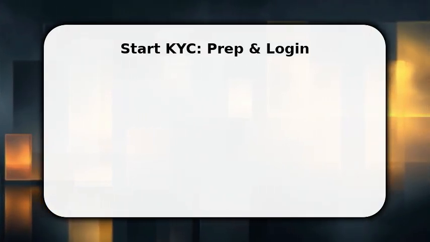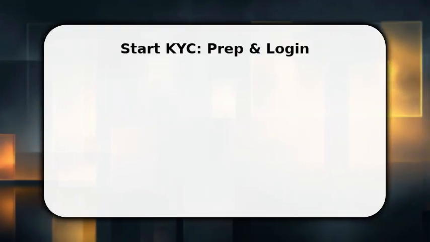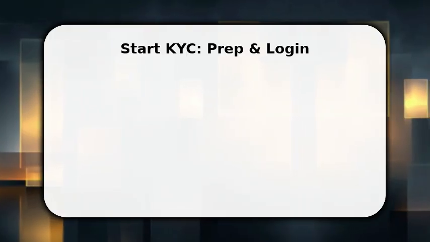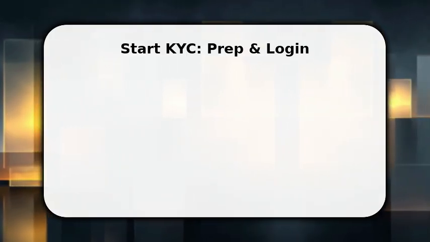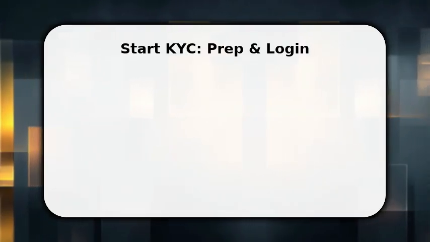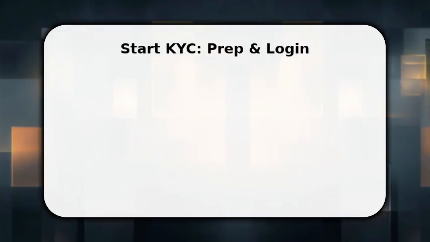Make sure your phone has steady internet and at least 20% battery to avoid interruptions. This first step captures identity basics quickly. The app validates format and flags mismatches, so double-check name and DOB fields before moving on to the next stage.